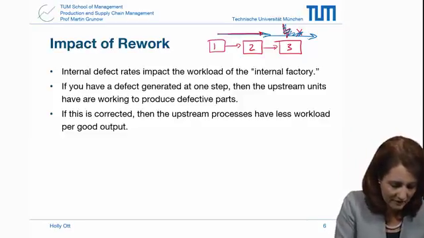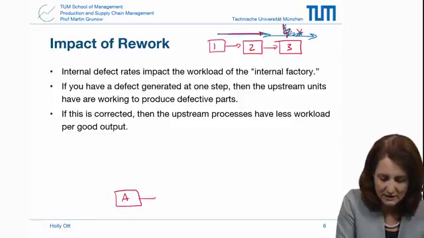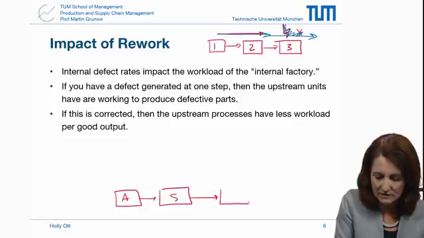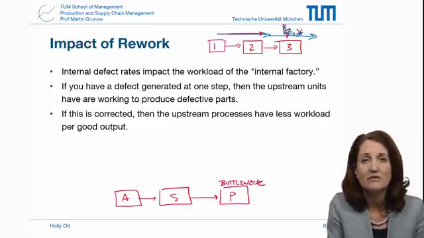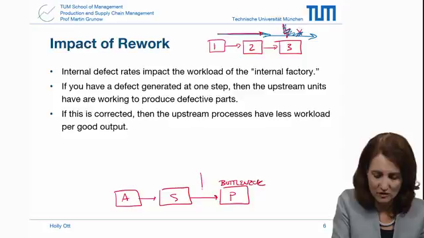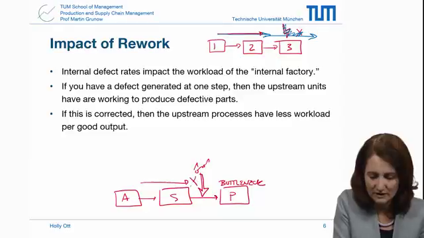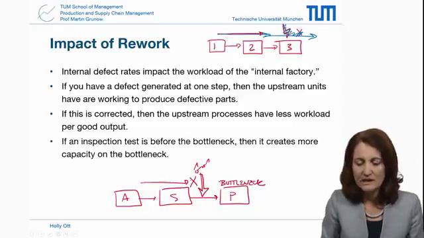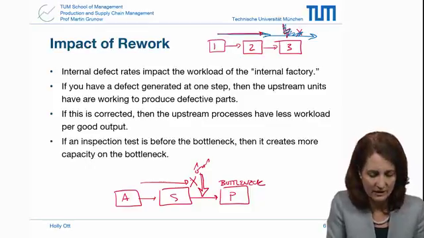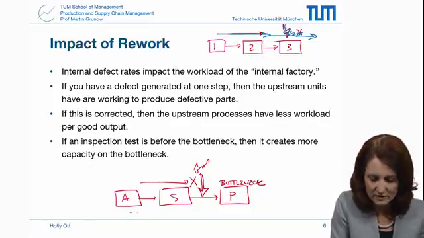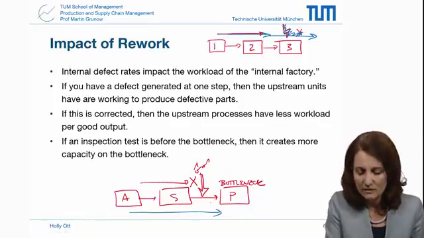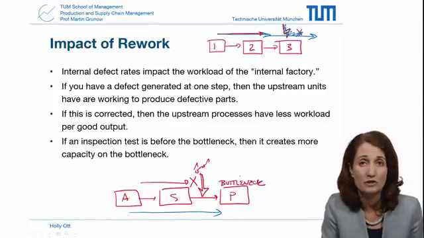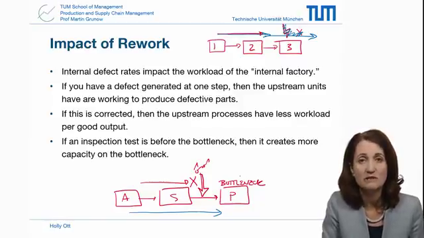Another example, if we have a process, and we could maybe use our assembly, sand, and paint. So this was our bottleneck at paint. If we have an inspection test here before the bottleneck, so any bad parts come through and here get scrapped, then that creates more capacity on the bottleneck. So if the good parts that are being produced here make it through to the bottleneck, the bottleneck will be better able to produce those parts because it won't have to deal with these defective parts.